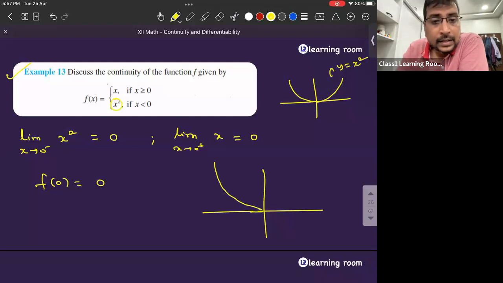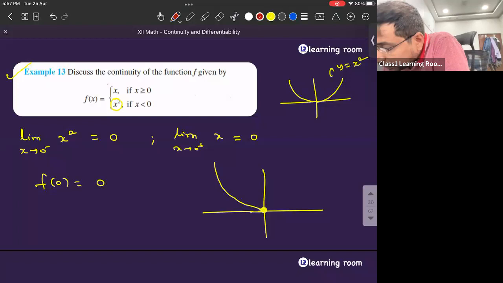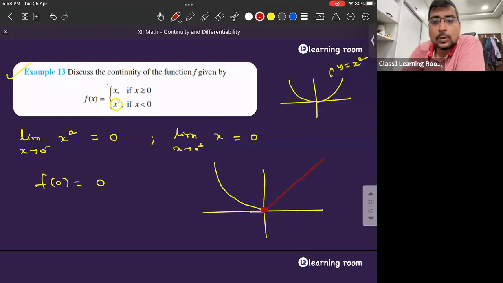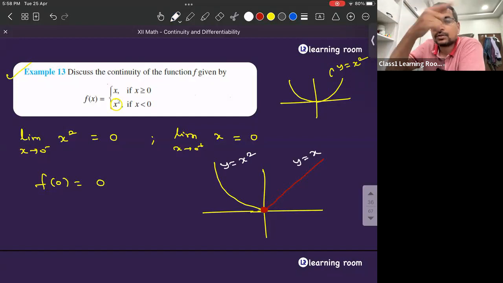And from x is equal to 0, which function is taking over? The linear x function. So here I'll use another color. This is how the graph for this function will look. This is y is equal to x square and this is y is equal to x. So this is a combined graph whenever the function is broken into two parts. Clear? You can make a note of this.